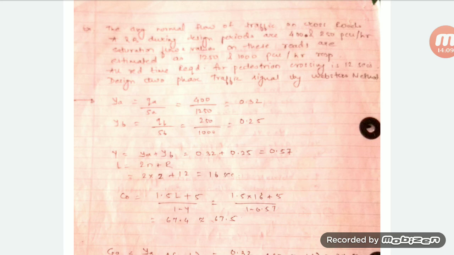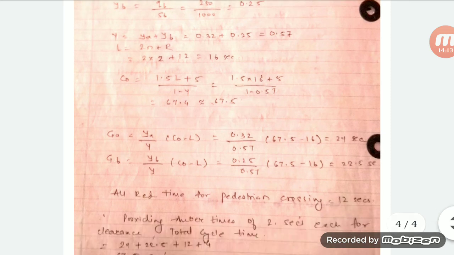From this we'll go towards step number 1. C naught is equal to 1.5 L plus 5 upon 1 minus Y, where L is the lost time. Lost time we have already calculated, that is 16 seconds, plus 5 upon 1 minus Y, where Y is YA plus YB, already calculated as 0.57. Based on this it will be equal to 67.5.